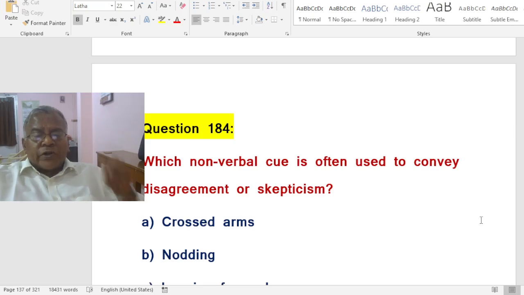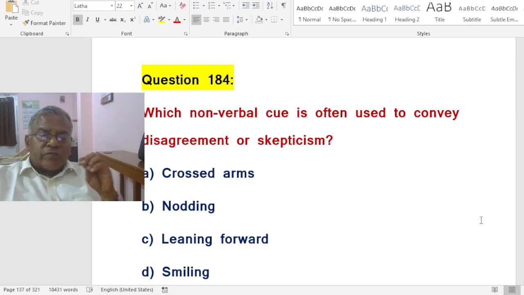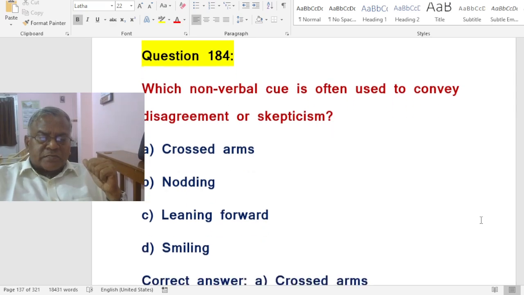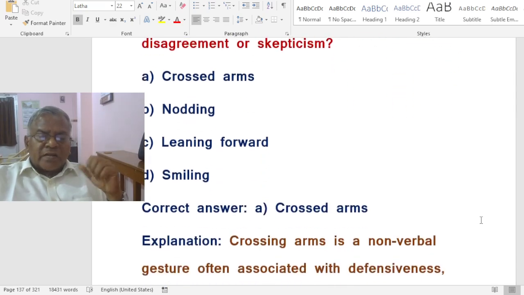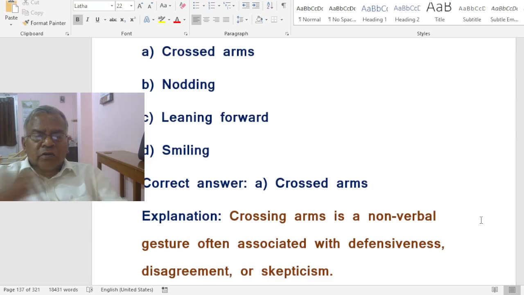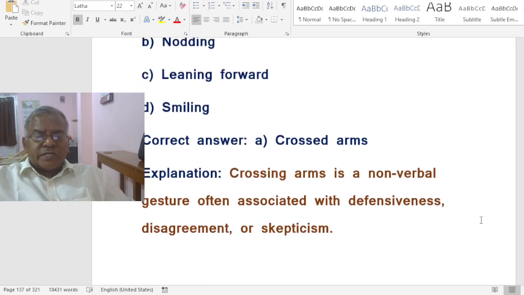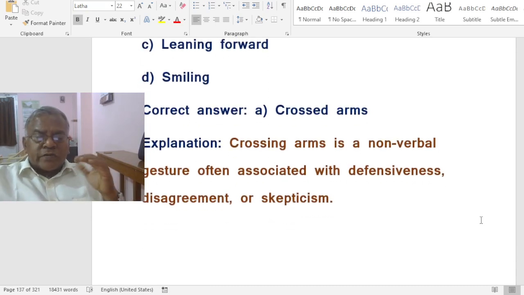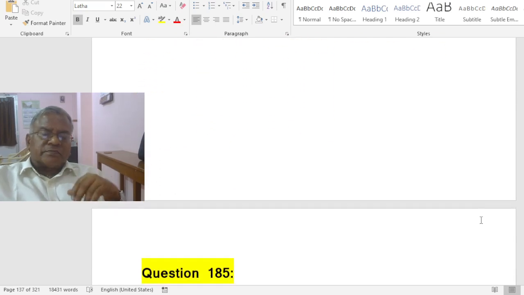Which non-verbal cue is often used to convey disagreement or skepticism? That is crossed arms, like this, crossed arms. Crossing arms is a non-verbal gesture often associated with defensiveness, disagreement or skepticism.